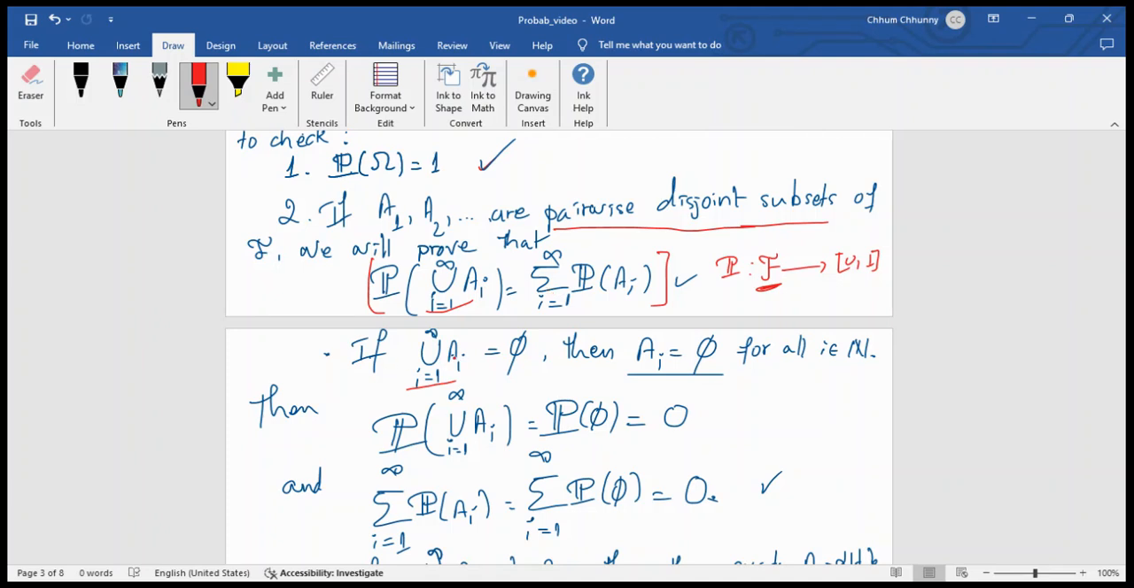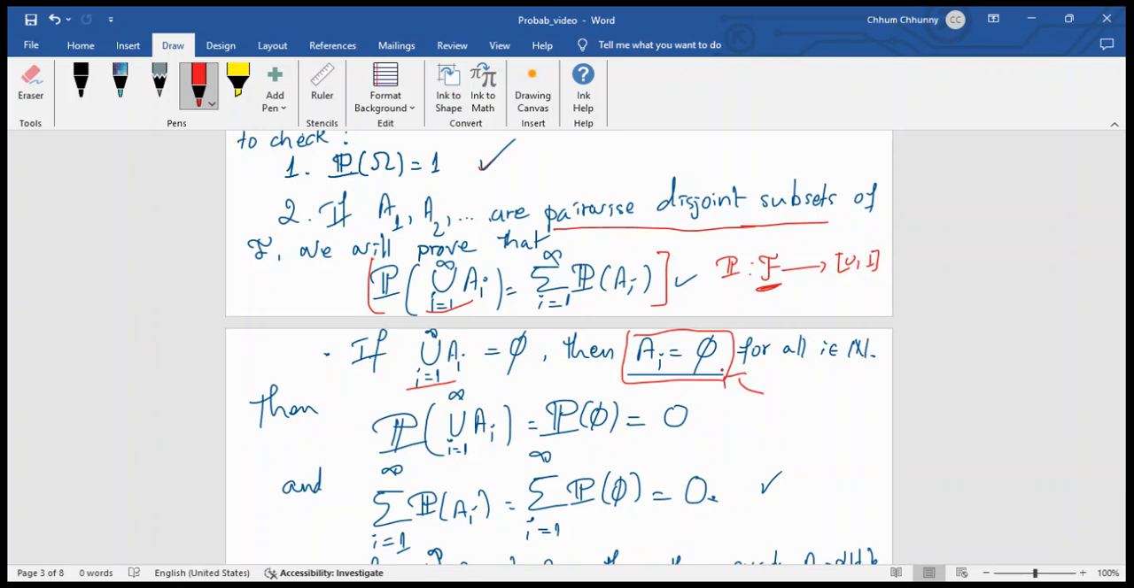From the pairwise disjointness of Ai, if this union equals the empty set, we can imply that each Ai equals the empty set for all i belonging to M. If the Ai are not pairwise disjoint subsets of F, we cannot derive this.